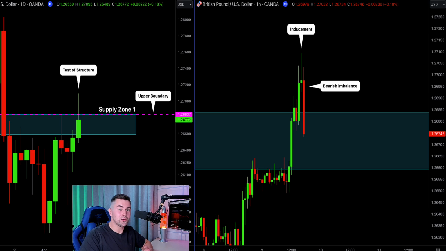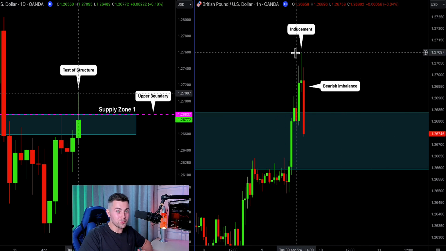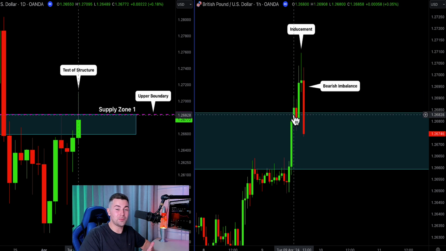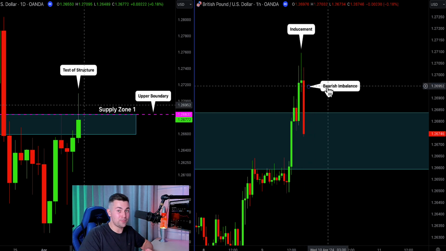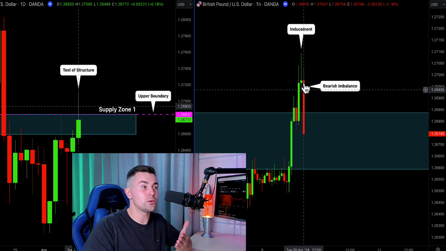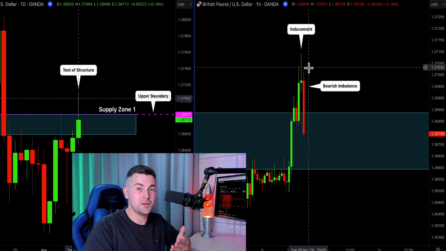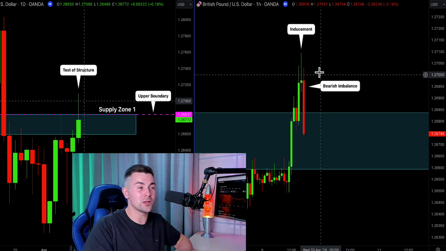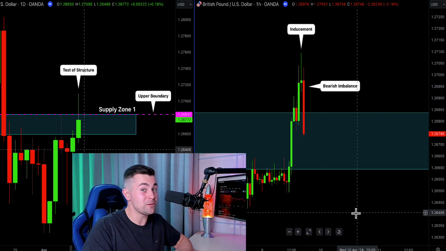And on a pound-dollar pair, after the bullish inducement, after the false violation of the liquidity zone, we see the bearish imbalance. Bearish imbalance confirms that the bullish movement here was the manipulation, and the real intention of smart money is to push the prices lower.